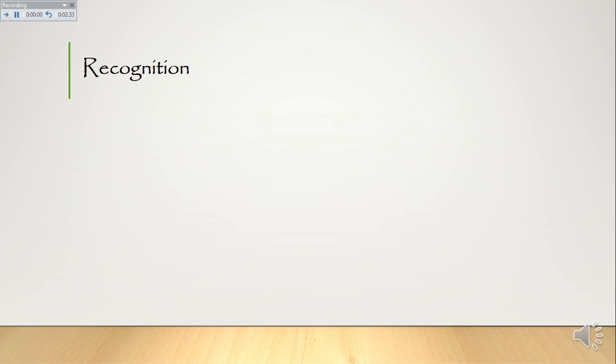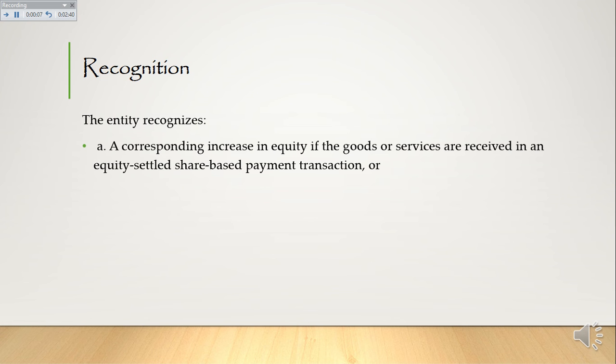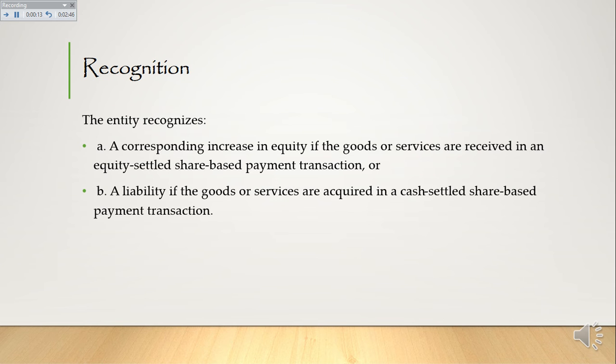Paano nga ba nare-recognize ang isang share-based payment transactions? So sabi natin kanina, pwede siyang ma-receive in an equity-settled share-based payment transaction or liability if the goods or services are acquired in a cash-settled share-based payment transaction.